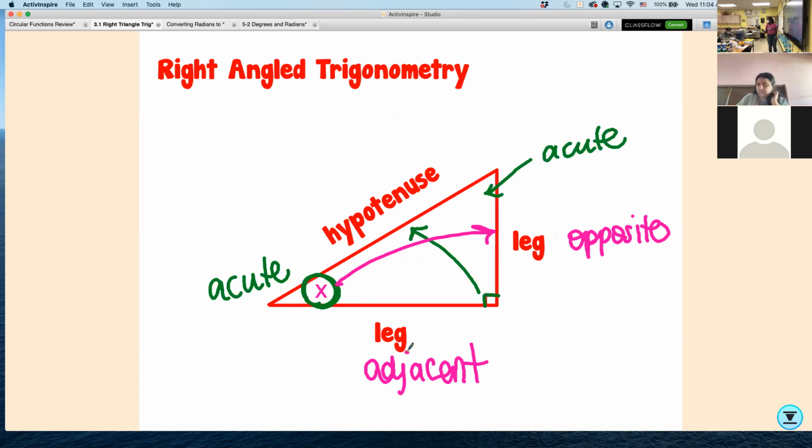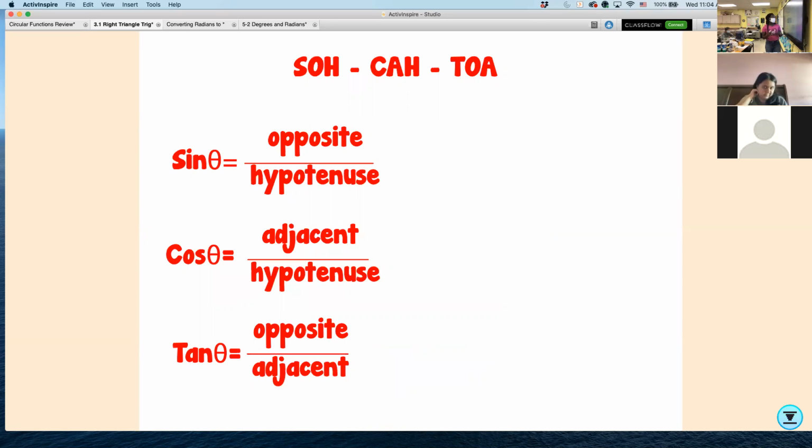Now, these two names are very important because together, opposite, adjacent, and hypotenuse tie into what old school concept? SOHCAHTOA. SOHCAHTOA was a way to remember all the different trigonometric ratios, sine, cosine, and tangent. Okay? So for sine, sine is opposite over hypotenuse. Cosine, adjacent over hypotenuse. And then TOA, tangent, opposite over adjacent.